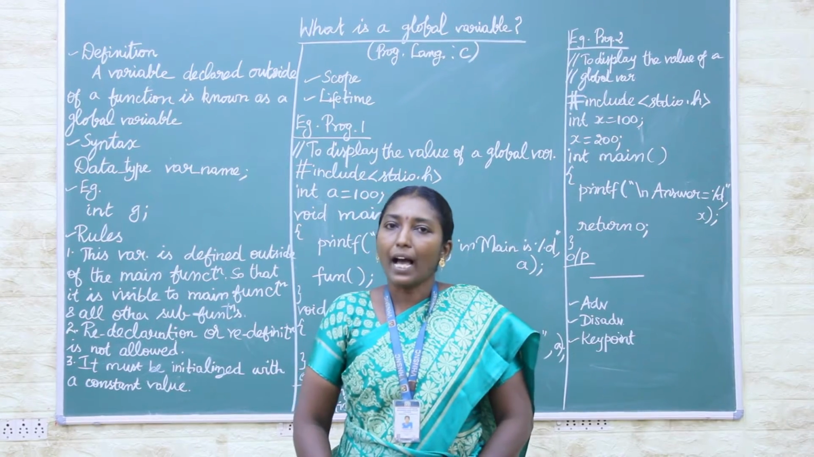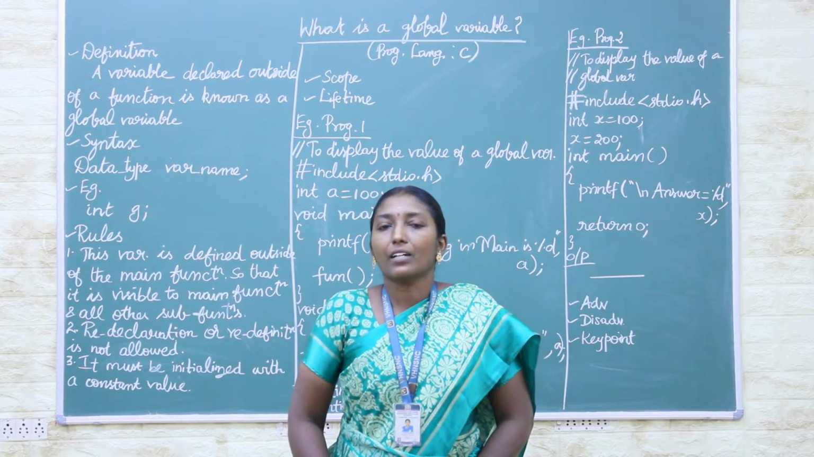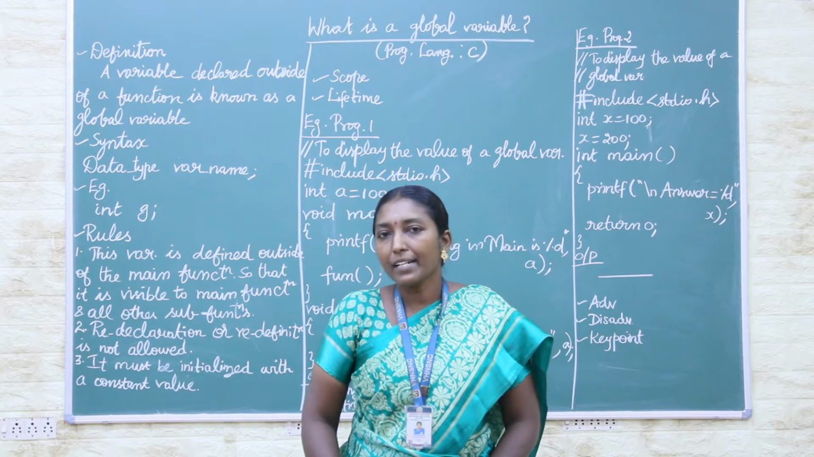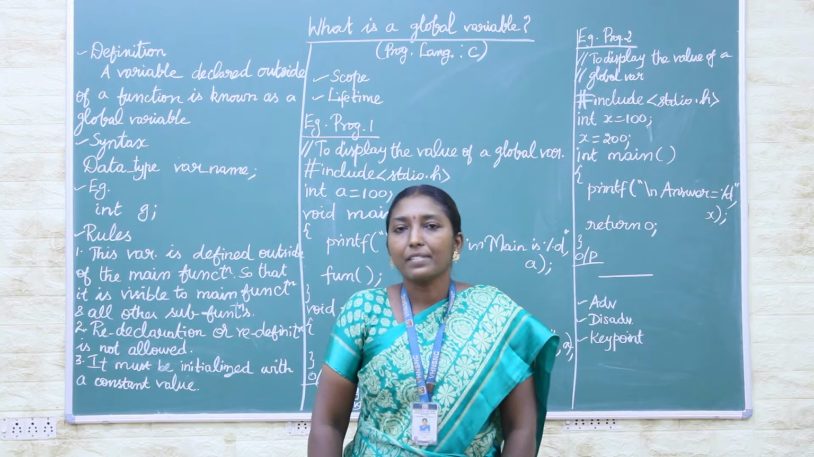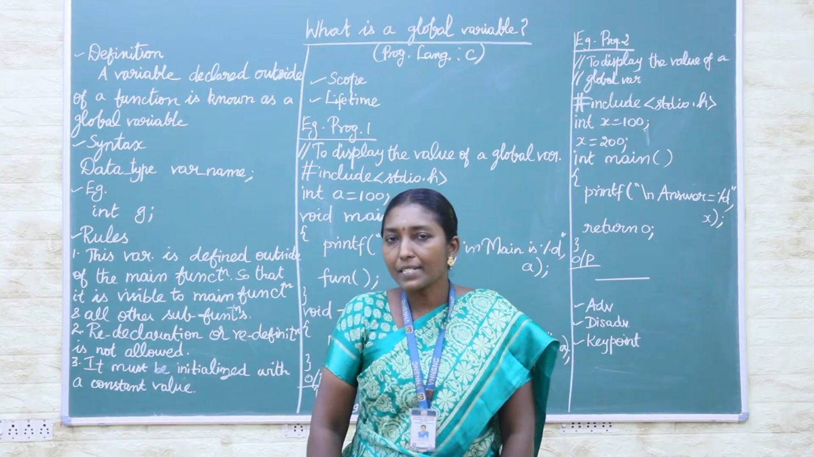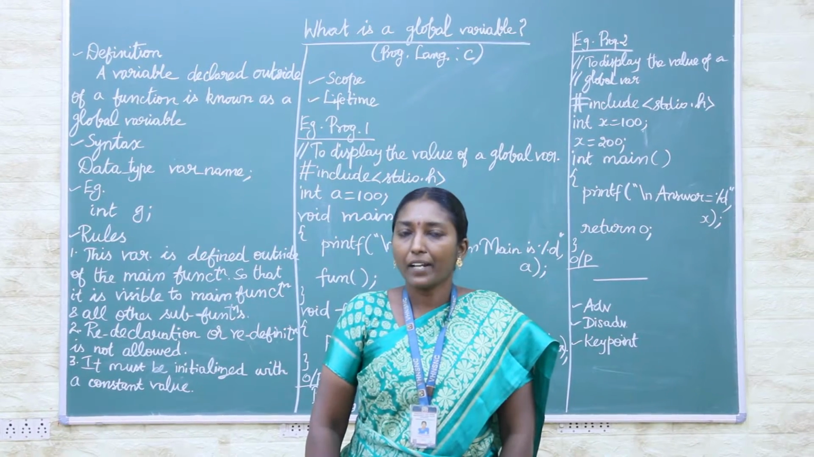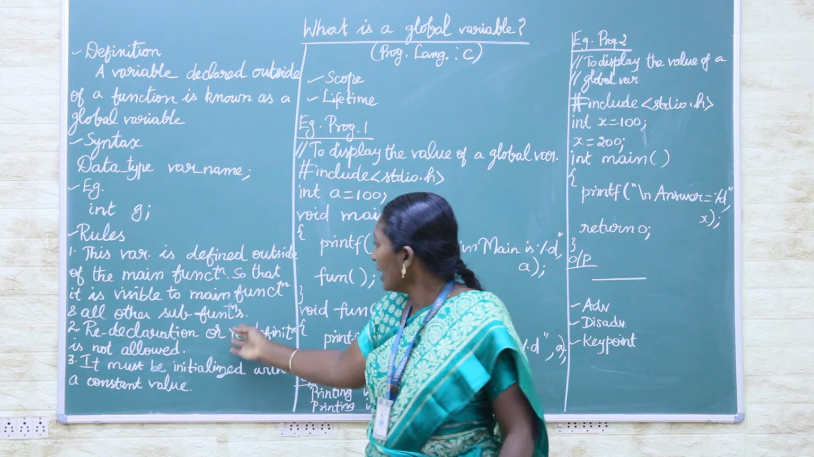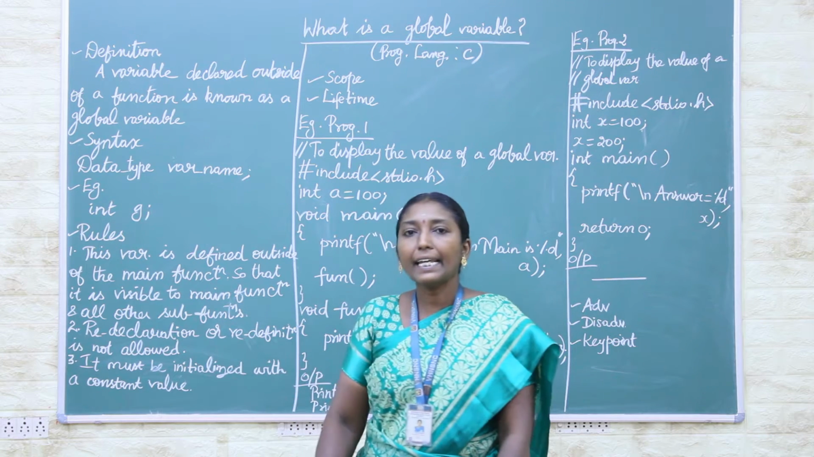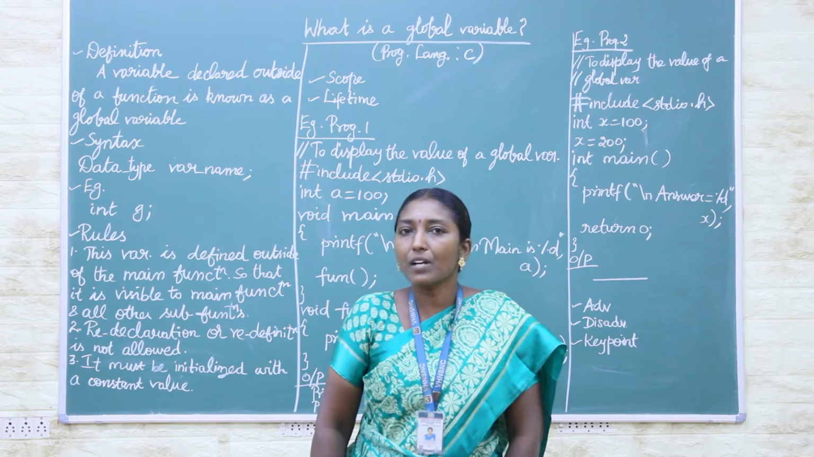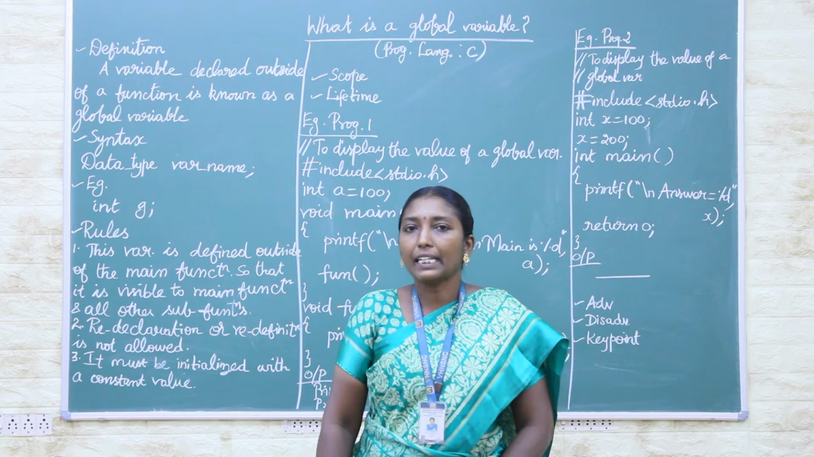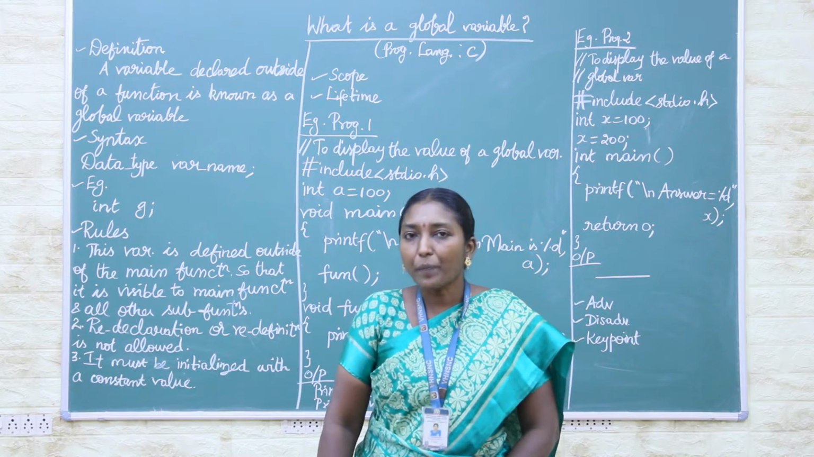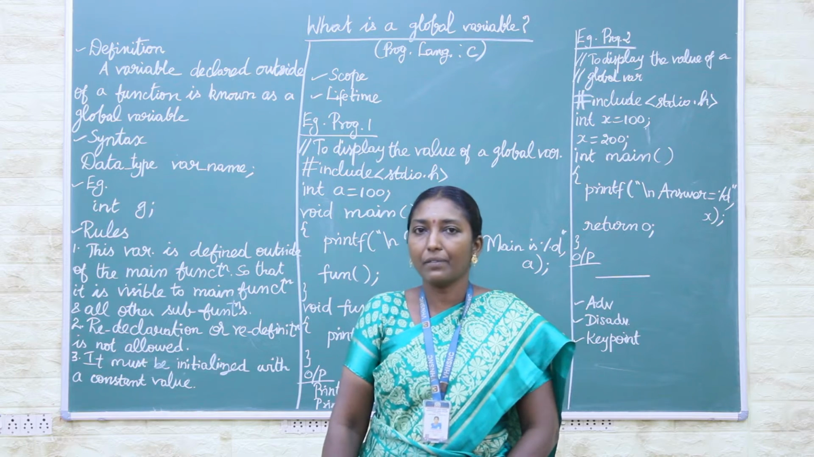The first rule says that the global variable is defined outside of the main function so that it is visible within the main function as well as other functions defined for the program. The second rule says that the redeclaration or redefinition of a global variable is not permitted in the C language. The third rule says that it should be initialized with a constant value.